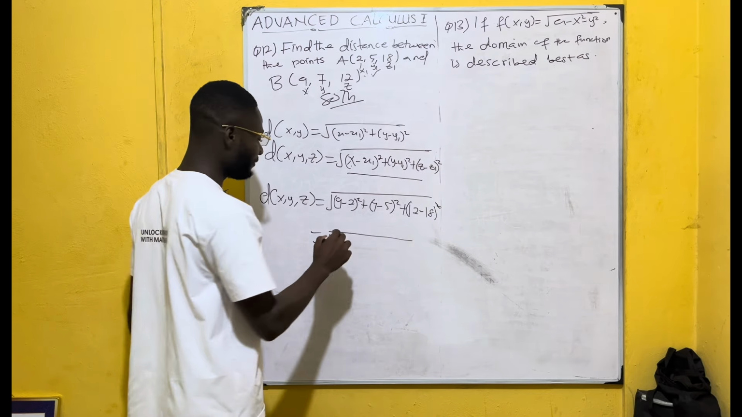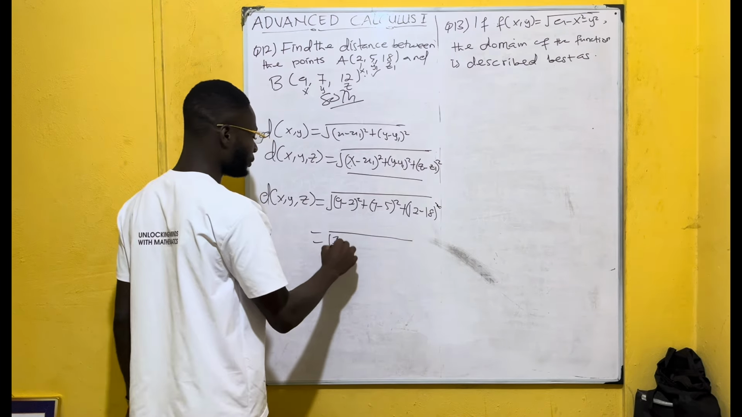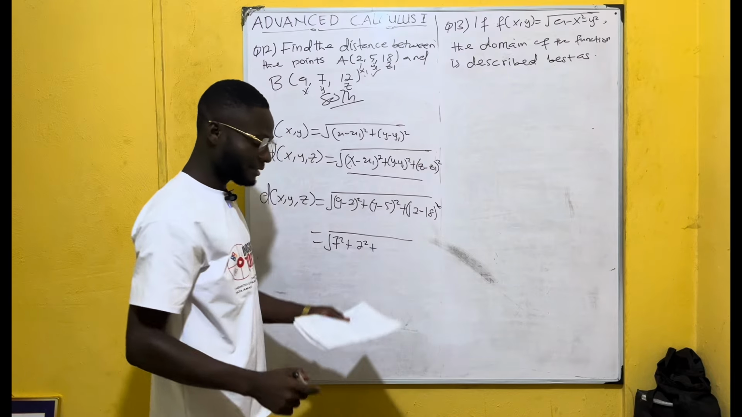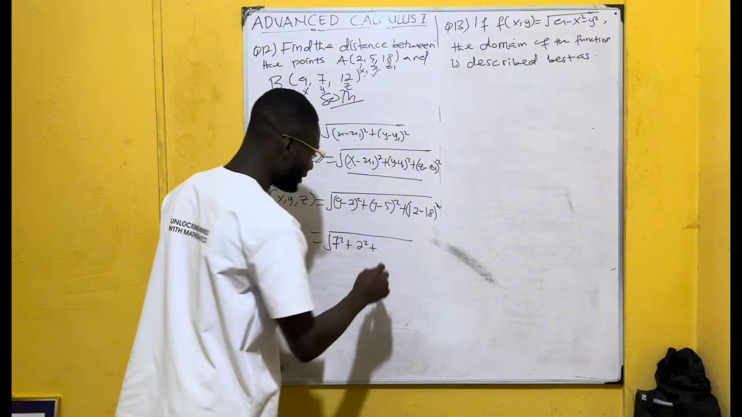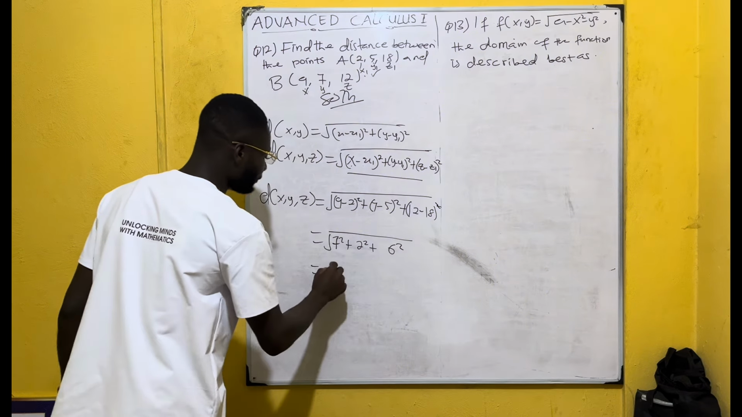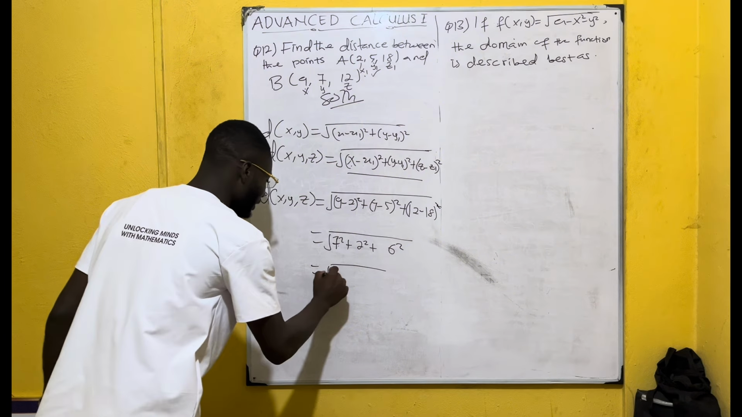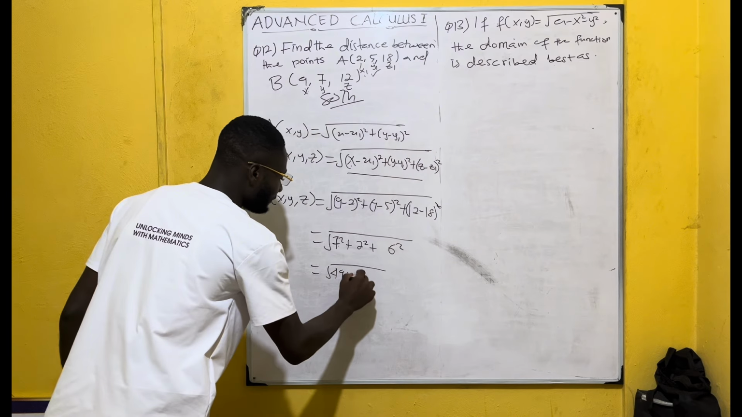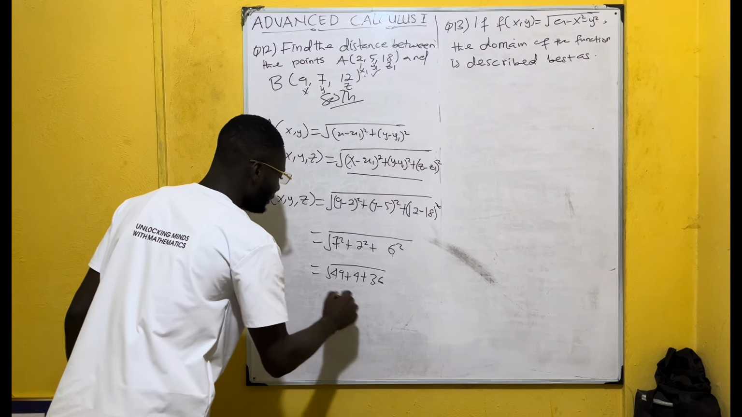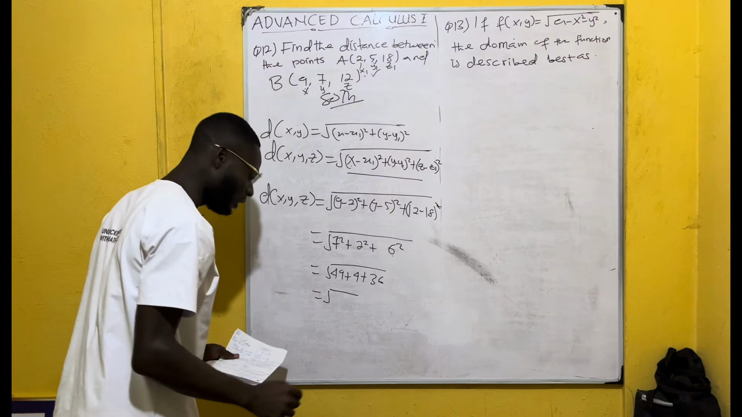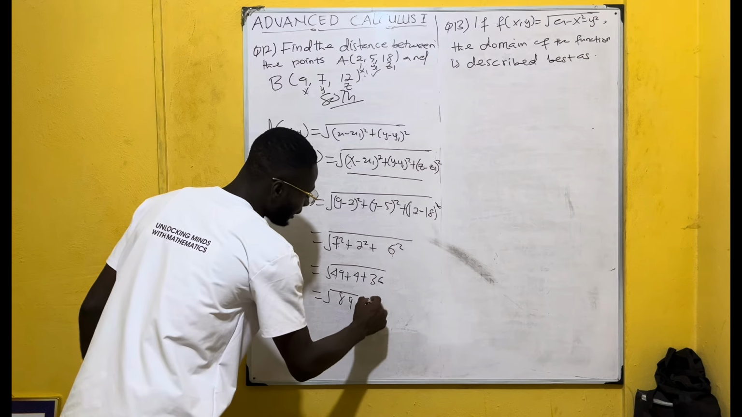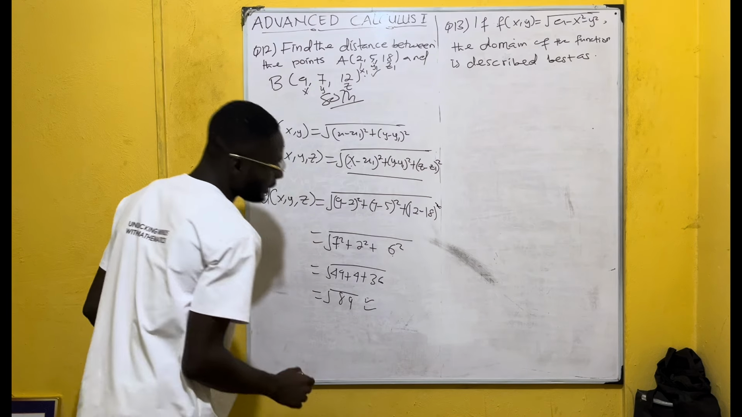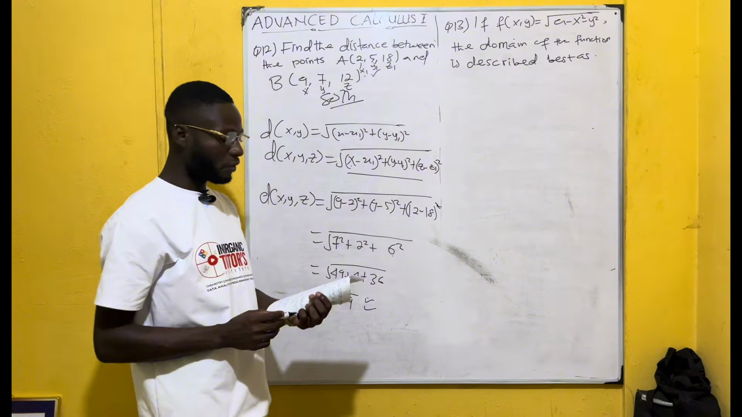So we have the square root of 9 minus 2, which is 7, so we have 7 squared, plus 7 minus 5 is 2, so we have 2 squared, plus 12 minus 18 is basically negative 6, so we have 6 squared, right? So we have the square root of 7 squared is 49, plus 2 squared is 4, plus 6 squared is 36. So in all, we are going to have the square root of 89, which is approximately 9.434.